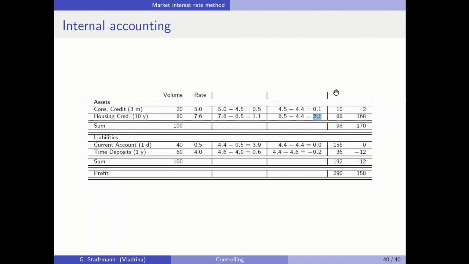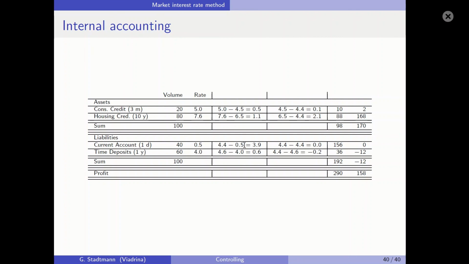In the last column, you can see the product of the volume times these kind of margins here. So for example, this 10 stems from multiplying the volume of 20 by this 0.5, and this 2 stems from multiplying the volume with the 0.1. Also, the same calculations apply for the liability side.